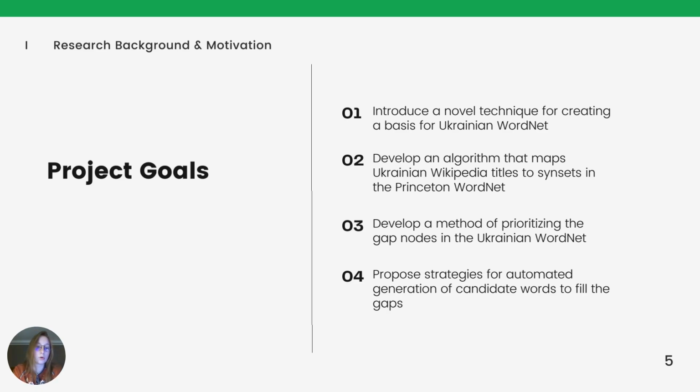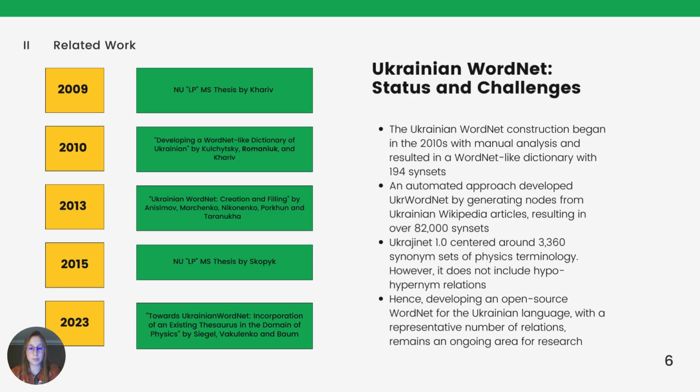The main objective of our project is to propose new methods for building the foundation of the Ukrainian WordNet using available multilingual resources: to develop an algorithm that links articles from the Ukrainian Wikipedia to the synsets of Princeton WordNet, create an algorithm for prioritizing the gaps in the obtained resource, and develop strategies for the automated generation of candidate words to fill the gaps.